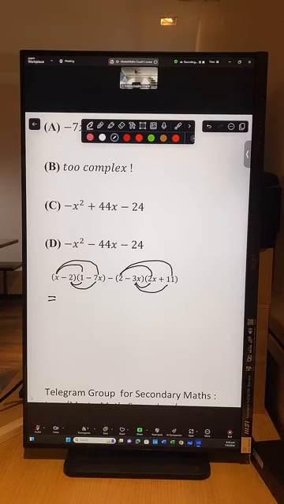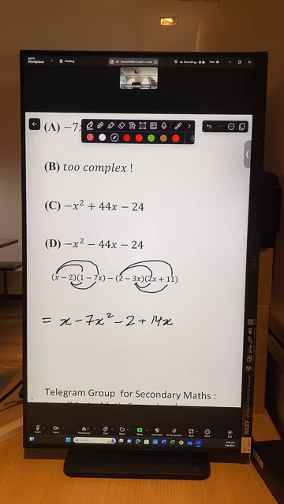Okay, so x times 1. Hold on, let me erase the equal sign. Let me write it again below. X times 1 is x. X times negative 7x is negative 7x square. Negative 2 times 1, negative 2. Negative 2 times negative 7x plus 14x. Okay, this part is very tricky.